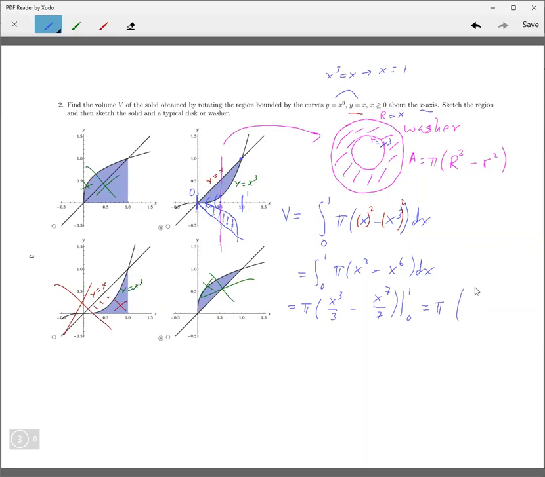And that gives you 1/3 minus 1/7, times pi. Or I guess 7 over 21 minus 3 over 21. This is multiplying the numerator and denominator by 7, and then multiplying the numerator and denominator by 3. So we get 4 pi over 21.